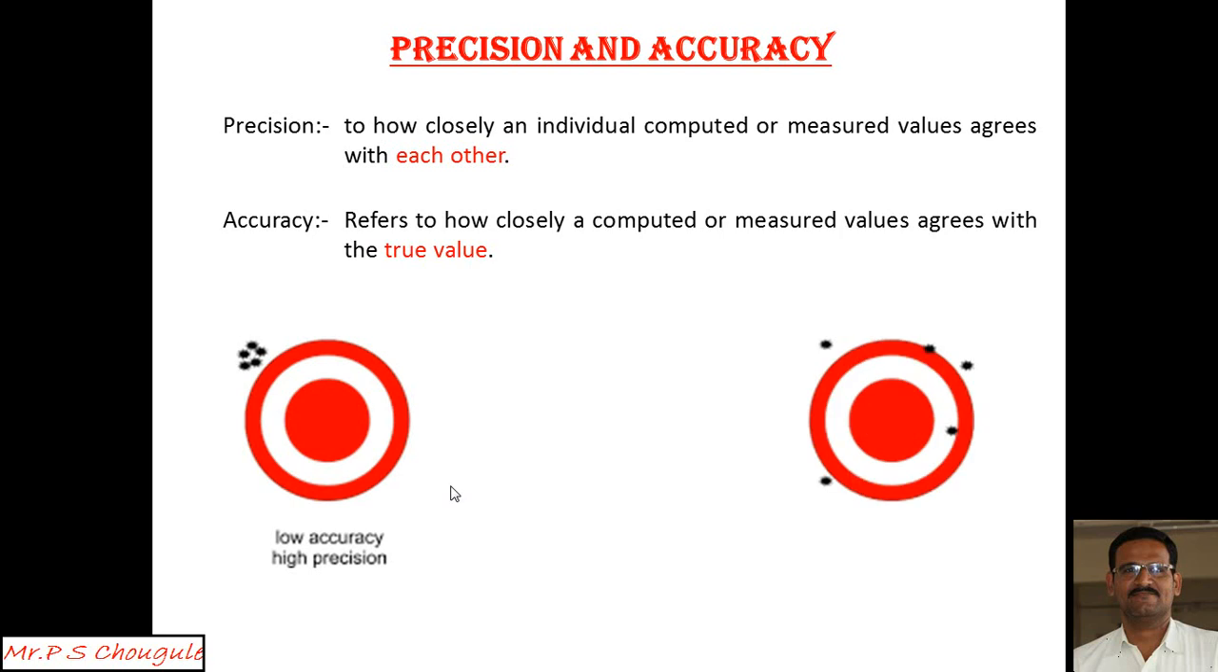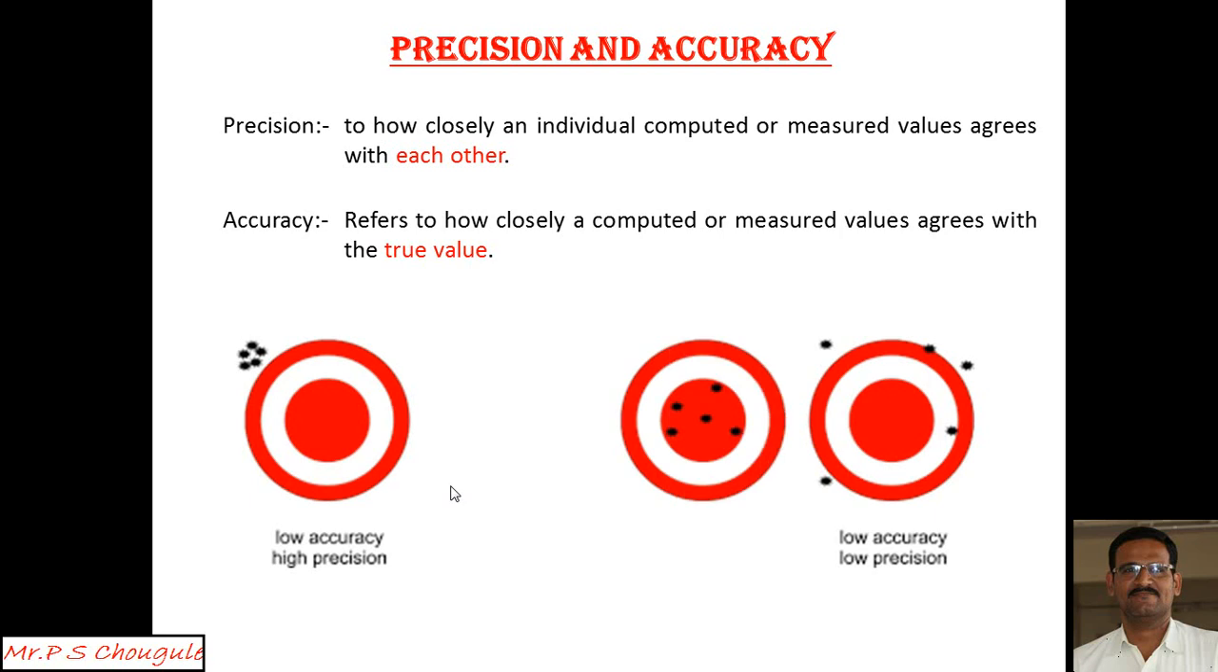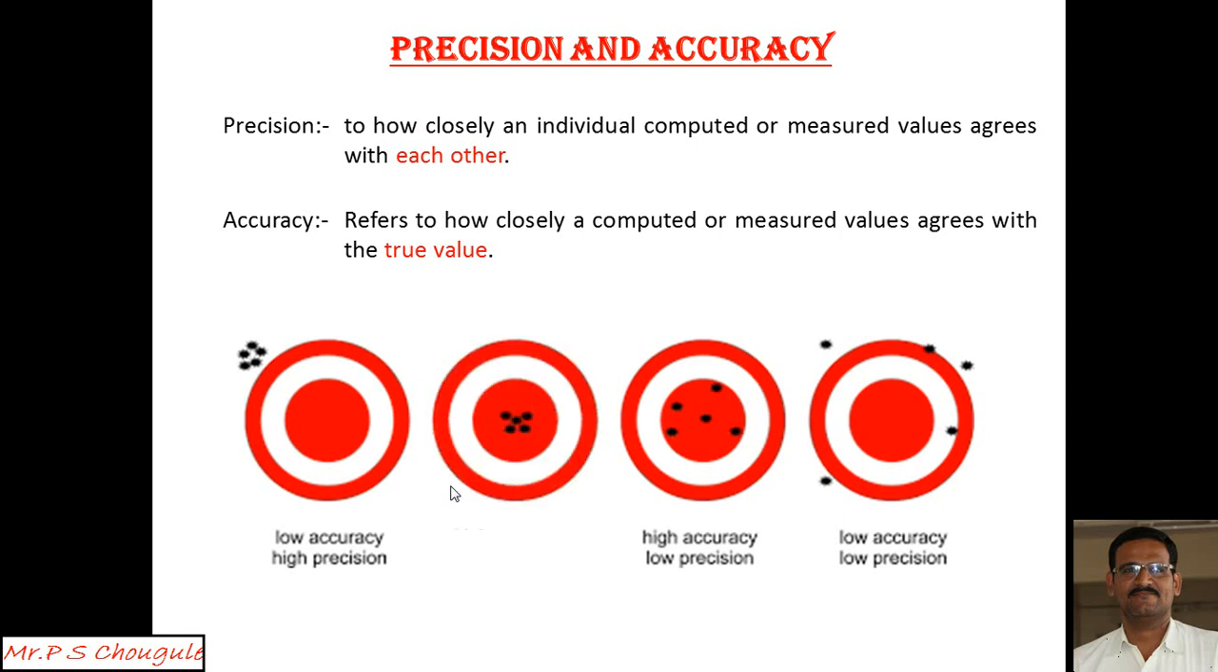Take the second example. What do we call this? They are not precise, not accurate. Right? Low accuracy and low precision. In this case, it is of high accuracy but low precision. The values don't agree with each other, but they are very much nearer to the true value. And if it is so, then we can say it is high in accuracy as well as high in precision.